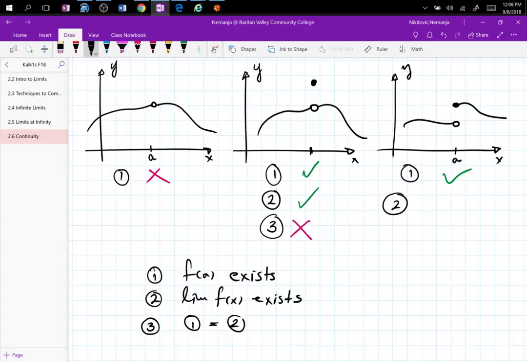Approach from the left, you end up here on this elevation. Approach from the right, you end up on this elevation for y. That's not the same elevation. See over here? Approach on the left, approach on the right, you always stay on the same y. Over here, approach on the left, approach on the right, you stay on the same y. So number two passes on the first two graphs. On the third graph, it doesn't pass. The third graph is the graph where you have your edge of the table.